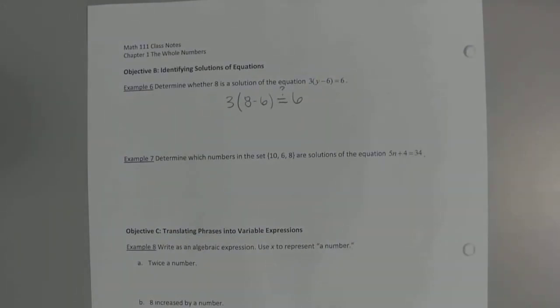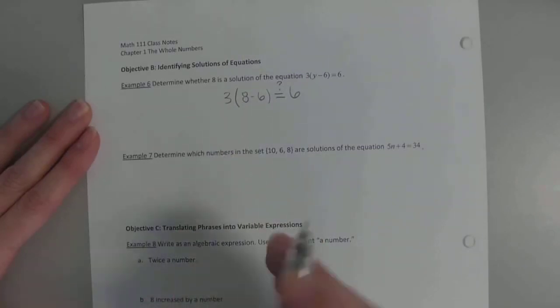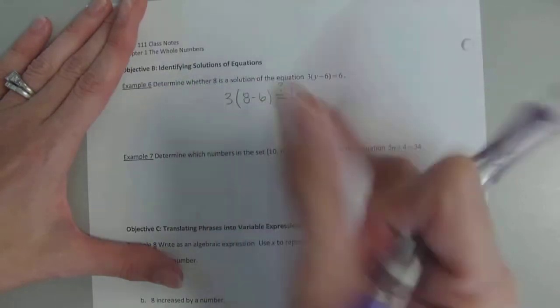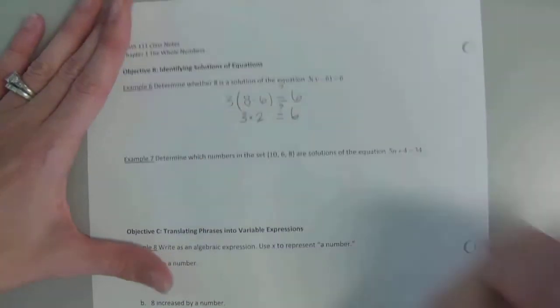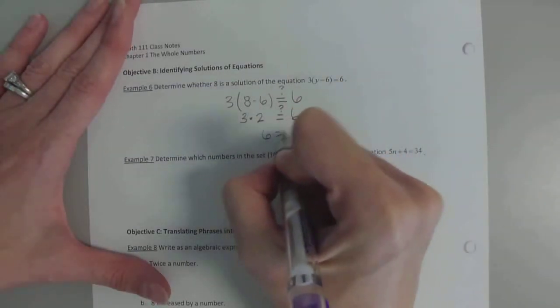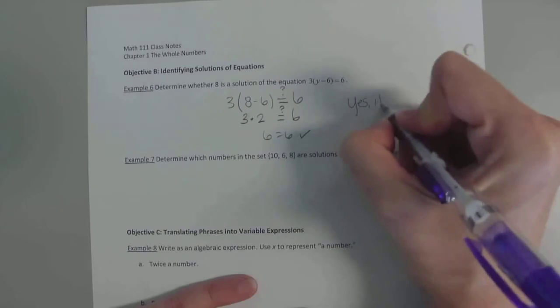Do you guys see all I did was take this supposed solution that they found for y and plugged it in? So it's what we were doing on the front page. It's just an application of it. All right, so what do we need to do first over here? Parentheses. What's 8 minus 6? 2. 3 times 2, is that equal to 6, guys? Yes, 6 equals 6. So we would say, yes, it's a solution.